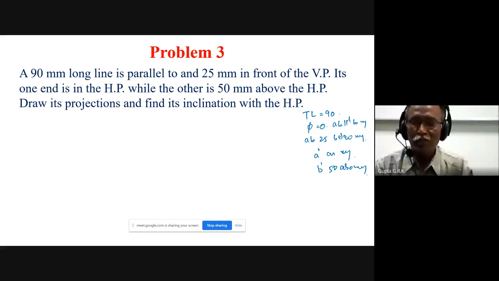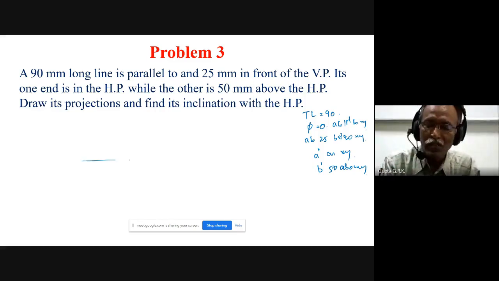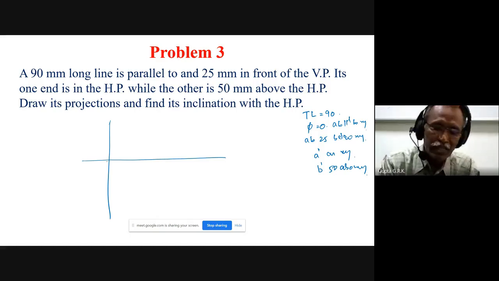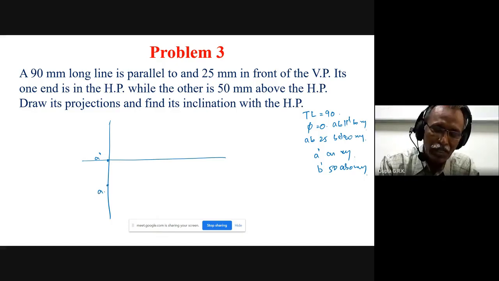Similar to the previous problem. There, A and B distances were given. Here, the A dash and B dash distances from XY are given. So again you draw the line and draw the projector for A. A dash is on XY, as given. And A, because AB is 25 below XY, I can put here at 25. And AB is parallel.